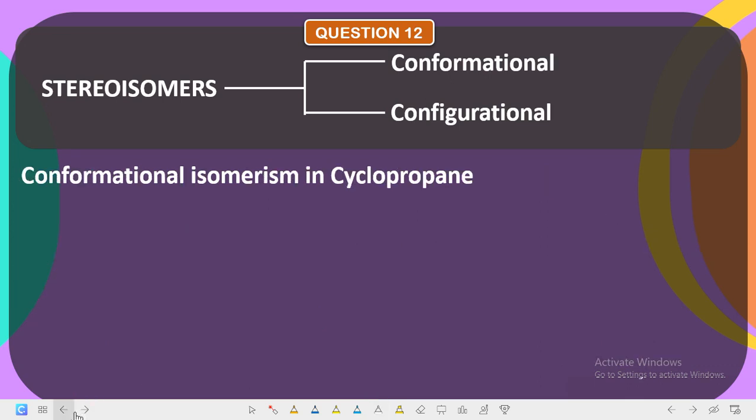Now let's talk about the conformation of cyclopropane. Conformation of cyclopropane. And then from here, we'll be able to predict.